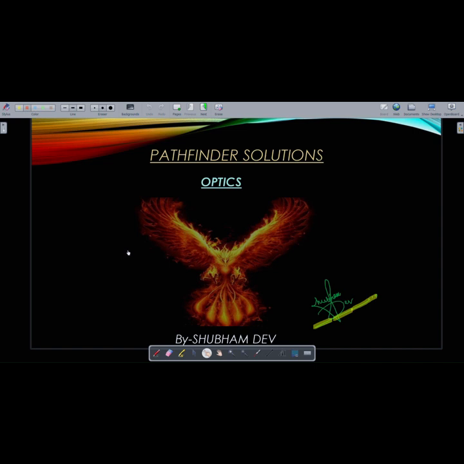Today I have come up with a very amazing problem from the Pathfinder problem book of physics, from the chapter optics.